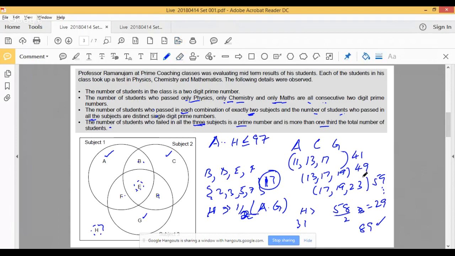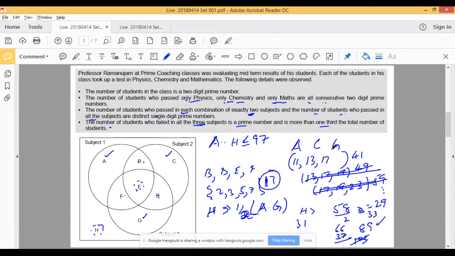If I take 49, right? 49 plus 17, this will increase by 8. This will become 66, right? Half of 66 is 33. The next prime number that I have is 37. 66 plus 37 gives me 103. I have exceeded the limit. So this scenario is not possible.